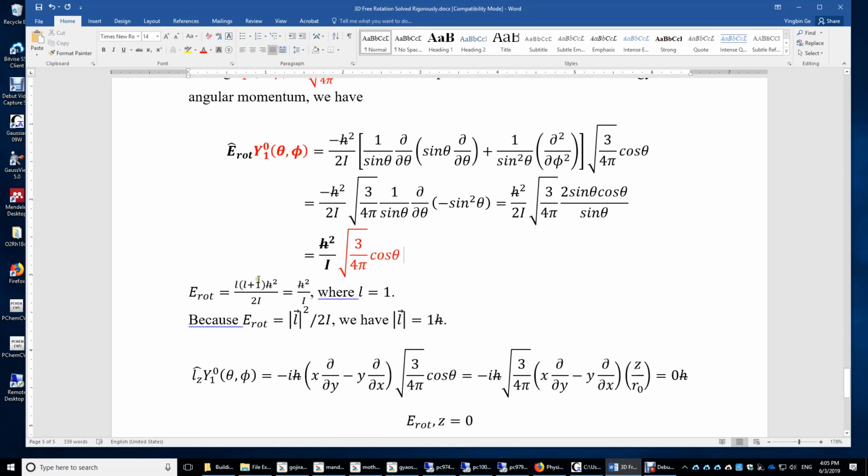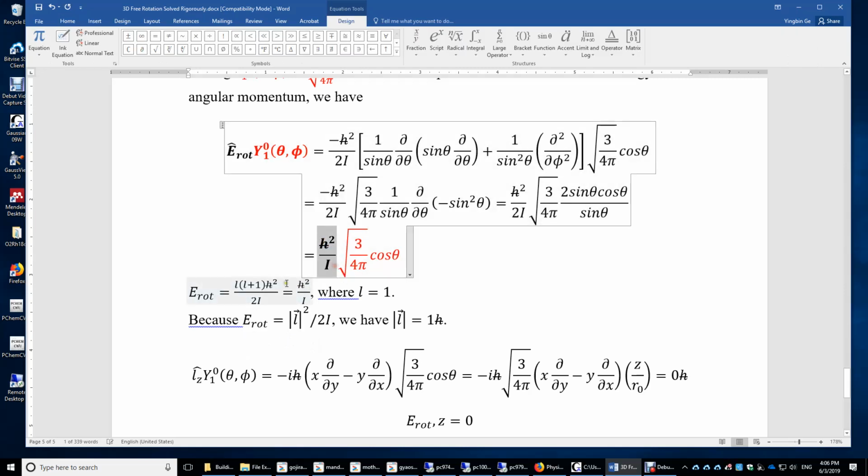And we can double check. We can write out the expression of the rotational energy and plug in L equals 1. When L equals 1, the result is h bar squared over I. So we got the same result. And because the rotational energy relates to the angular momentum squared over 2I, we get the magnitude of the angular momentum, which is L h bar, where L is 1.